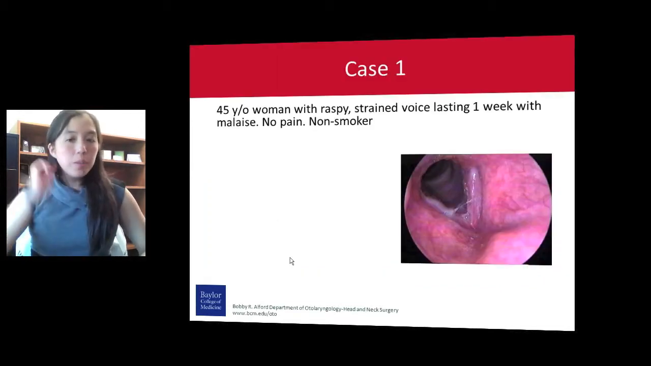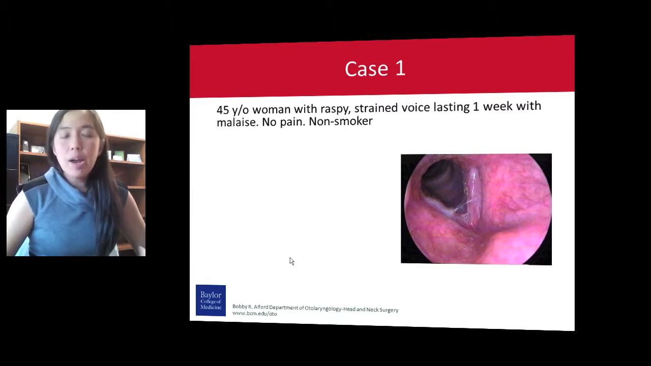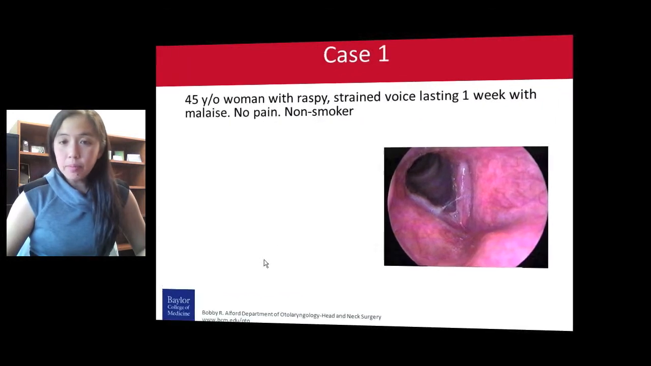So we'll start with an example case. Case 1 is a 45-year-old woman who has a raspy, strained voice, which has been ongoing for a week, and she's been feeling sick. She has malaise. She's not having any pain, and she is a non-smoker.